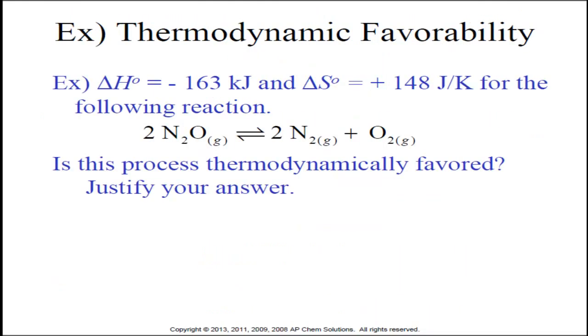So in this example, we want to know, is this process thermodynamically favored if we know our delta H and delta S. So we look at our signs for delta H and delta S, and we see that we have a negative delta H and a positive delta S. So this process is going to be thermodynamically favored at all temperatures.